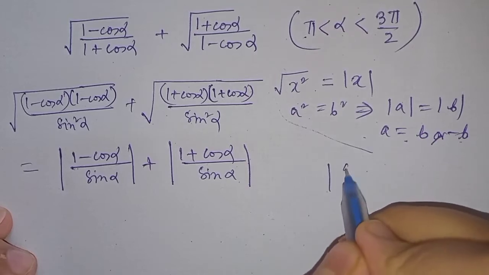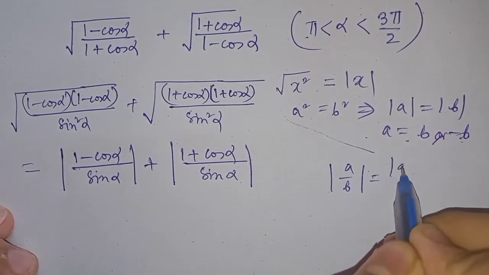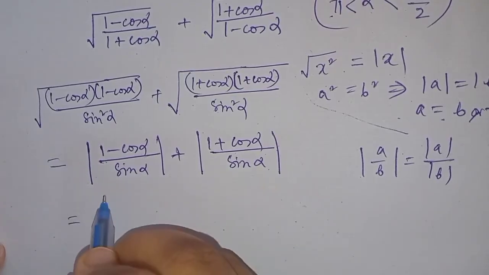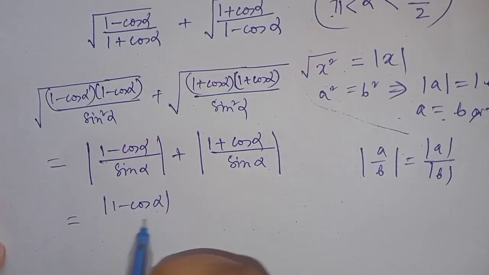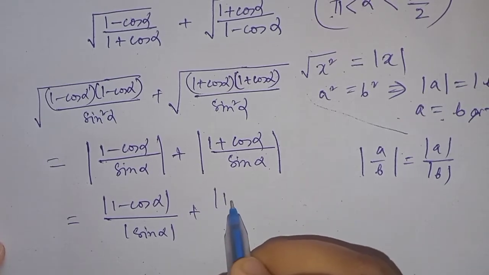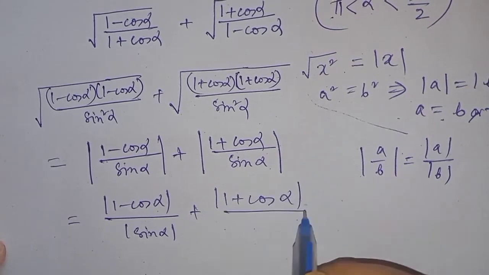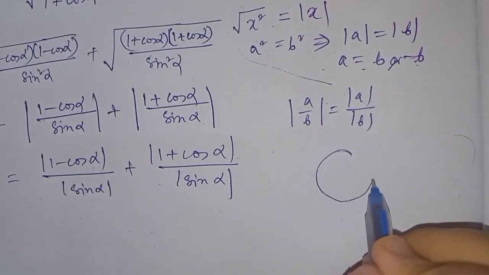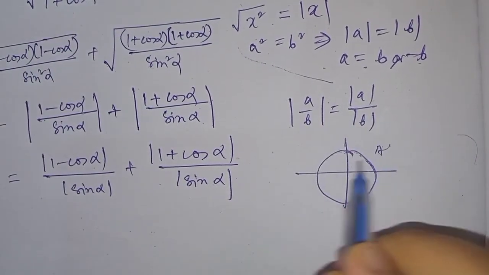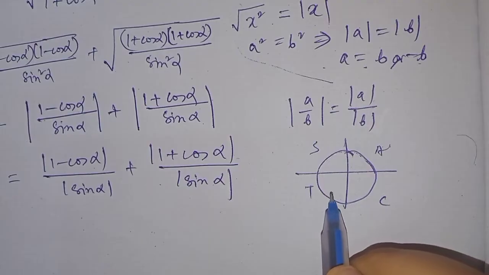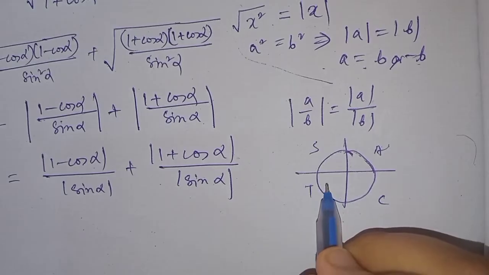Now we know that mod of a by b is mod a by mod b. So using that, I can write mod of 1 minus cos alpha by mod of sin alpha plus mod of 1 plus cos alpha by mod of sin alpha. Now if I draw the circle diagram using the all sine tan cos, see the angle is given in the third quadrant. Sine is negative, cos is also negative.